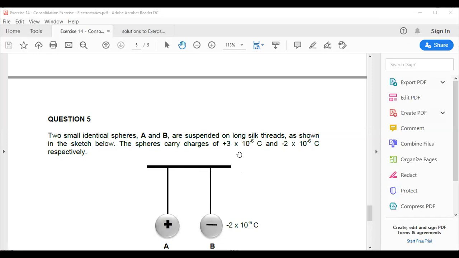So your work done is work done by the battery to move the electrons from low potential to higher potential, basically. Yeah, that's it. So work done, sir, is the energy needed to move the electrons.